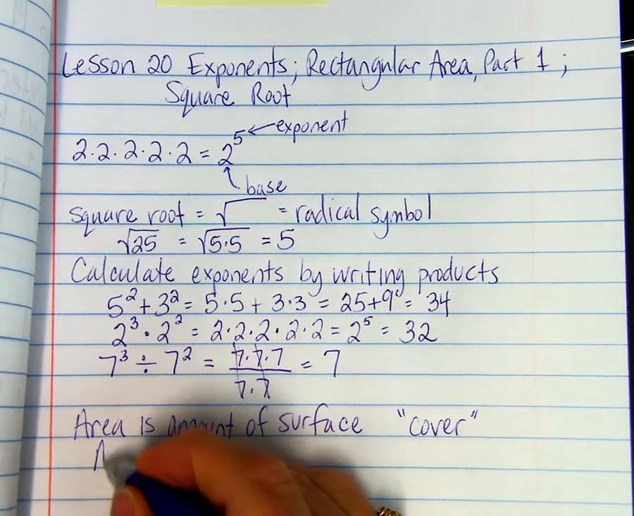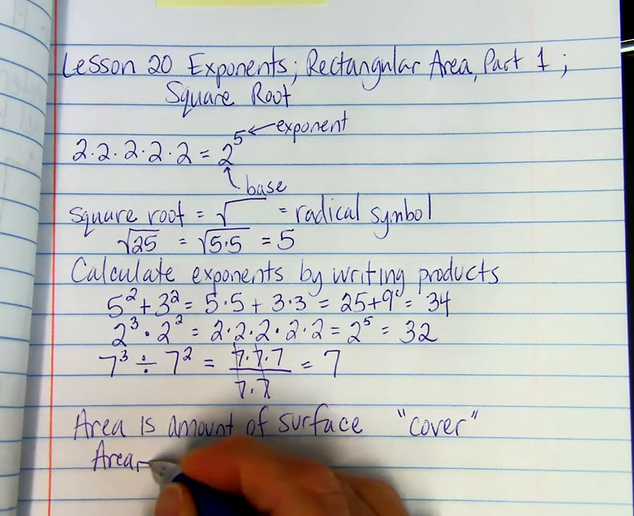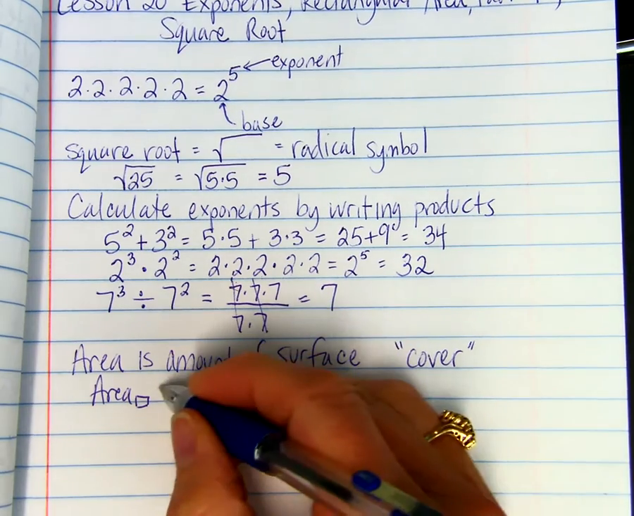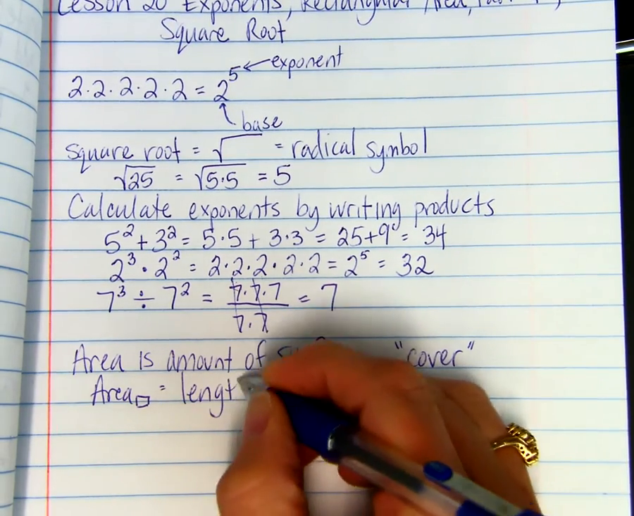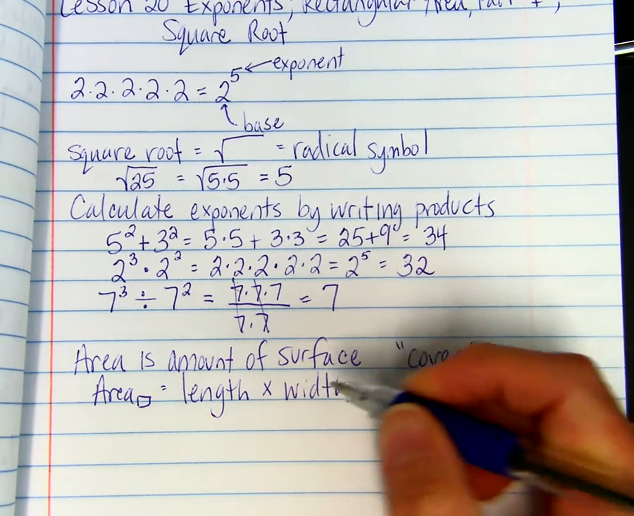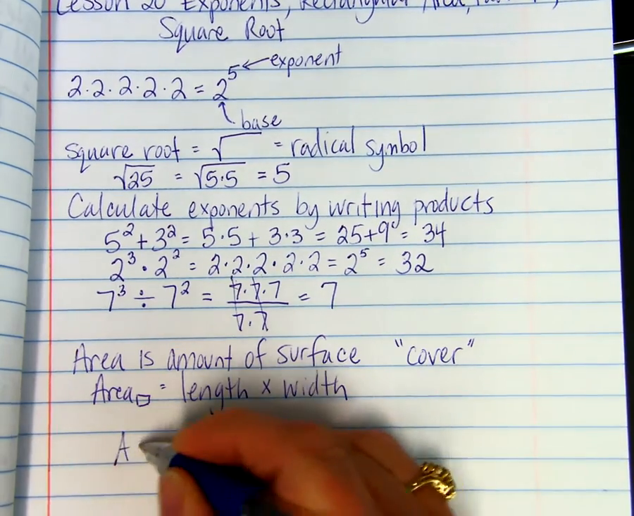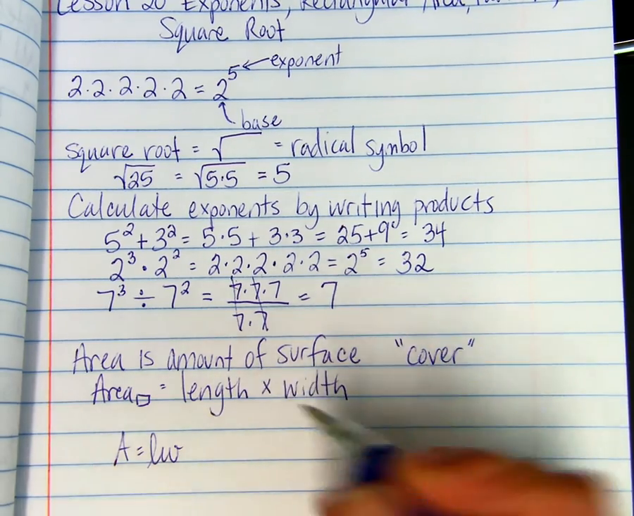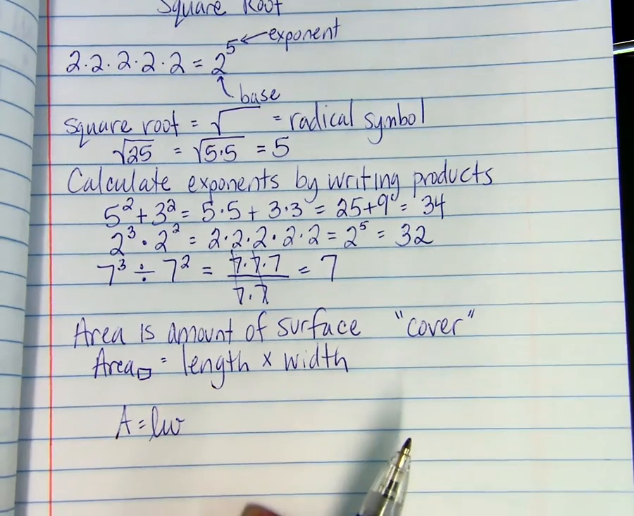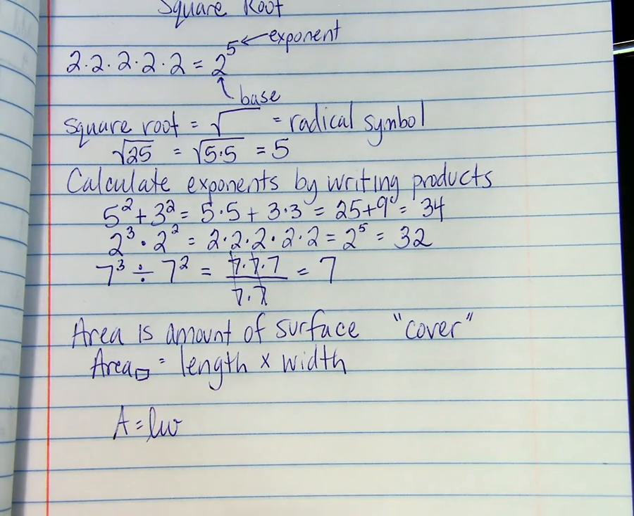So to find the area of a rectangle, so this little symbol here just means rectangle, we do length times width. Sometimes you see it written A equals LW, and we use cursive just because an L sometimes looks like a 1. So we're going to use the little cursive L.